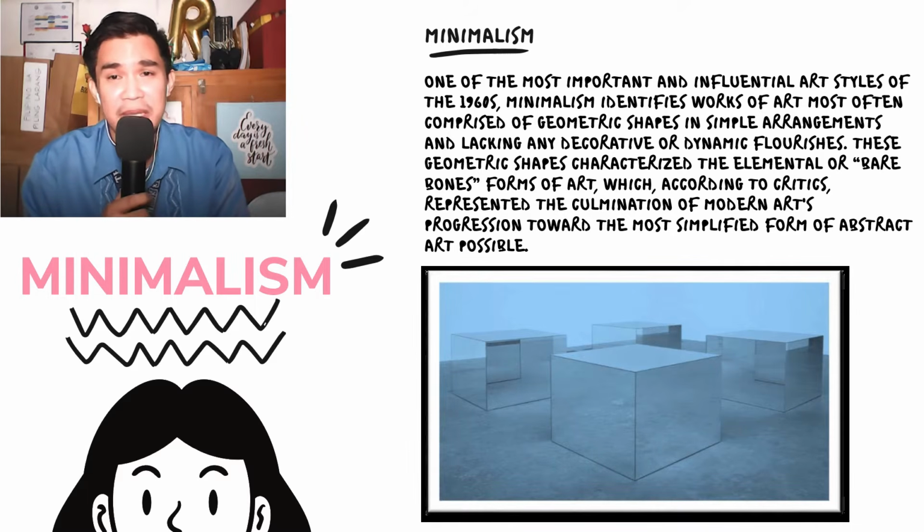This is one of the most important and influential art styles of the 1960s, and minimalism identifies works of art most often comprised of geometric shapes in simple arrangements and lacking any decorative or dynamic flourishes. These geometric shapes characterize the elemental or bare bones forms of art, which, according to the critics, represented the culmination of modern art's progression toward the most simplified form of abstract art possible.